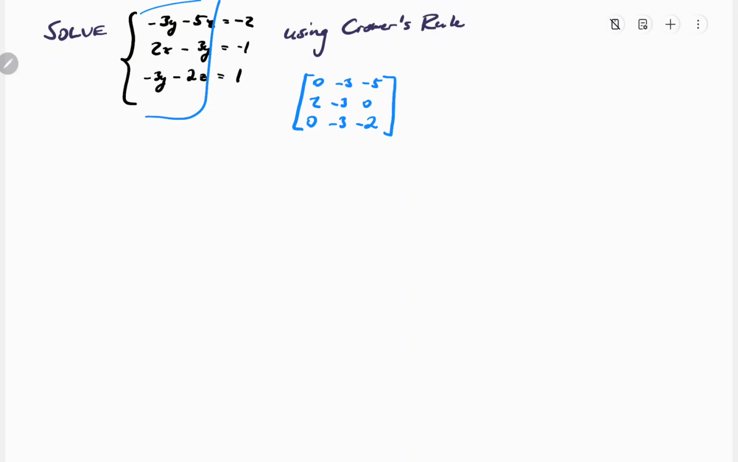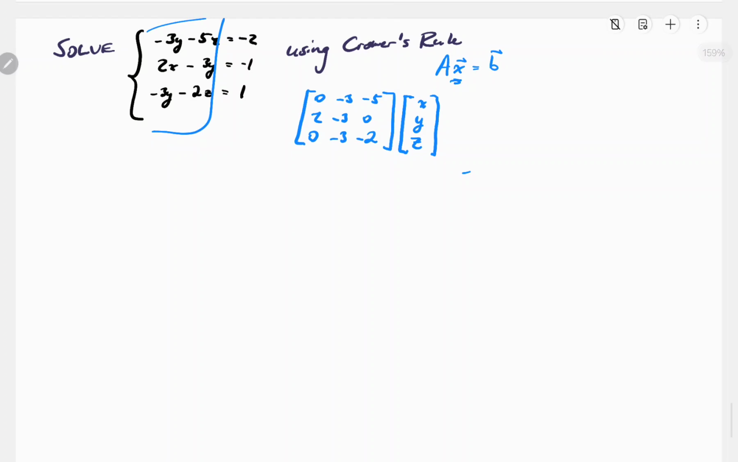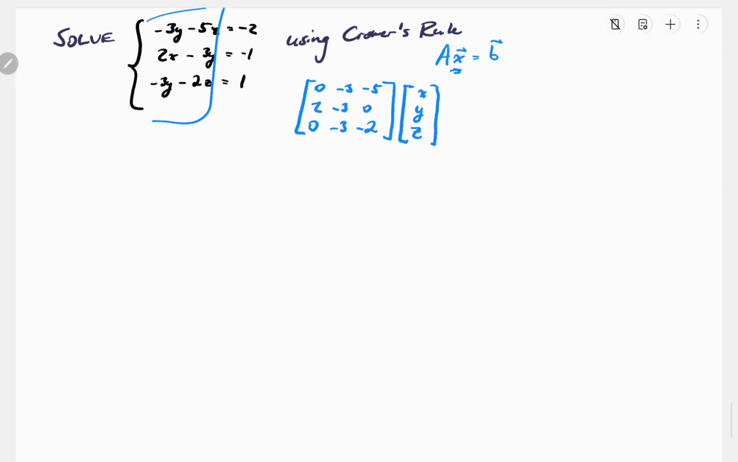So this is our A, when we're writing this in Ax equals b form. So our variable vector, or column matrix if you prefer, will be x, y, and z, which will be our 3 unknowns. And now if we performed matrix multiplication, we would get a product of the stuff on the right. We have -2, -1, and 1.